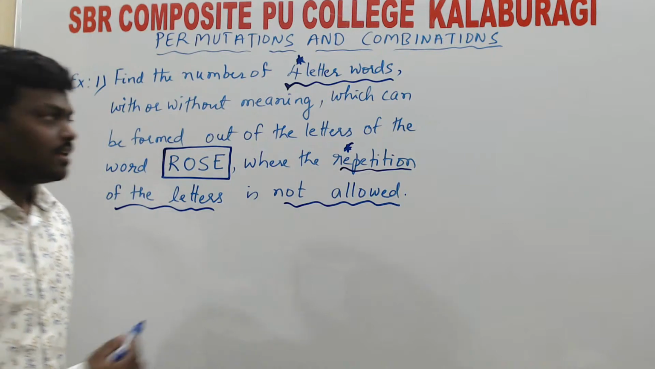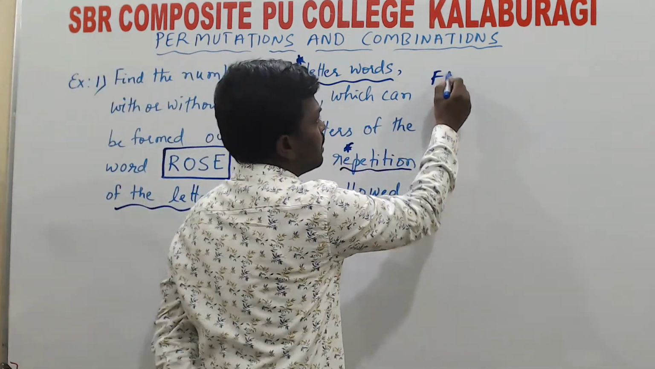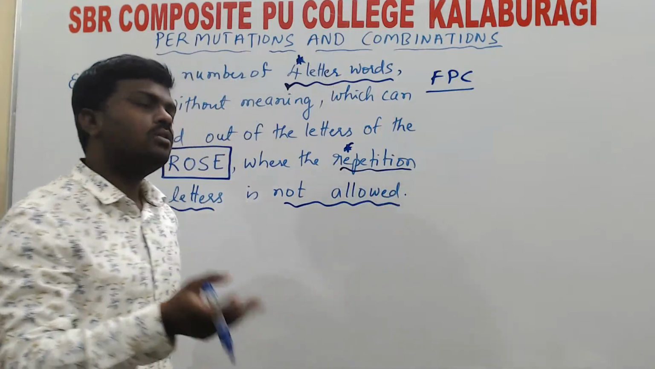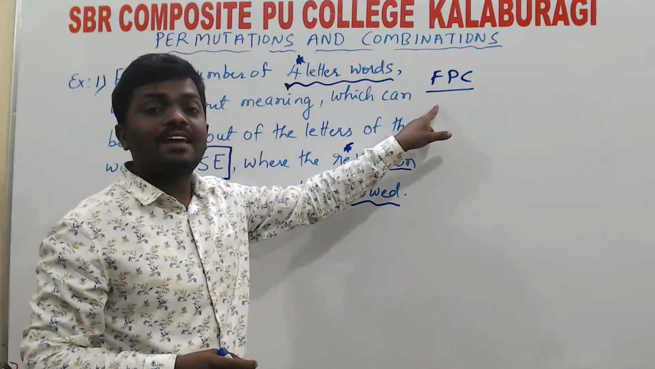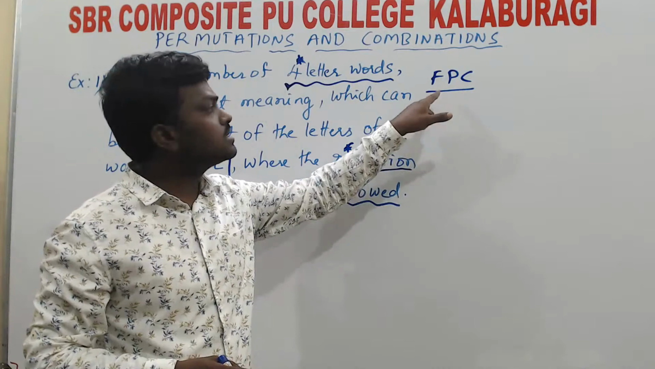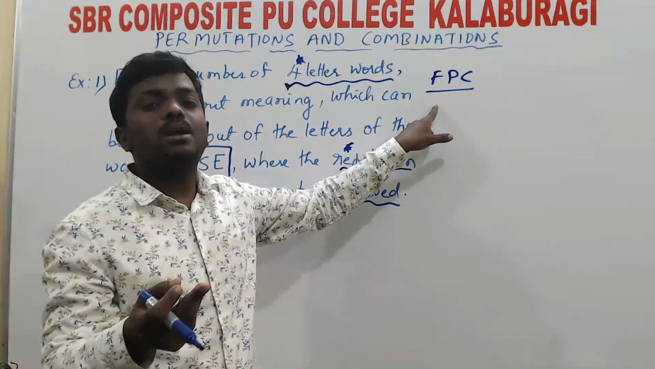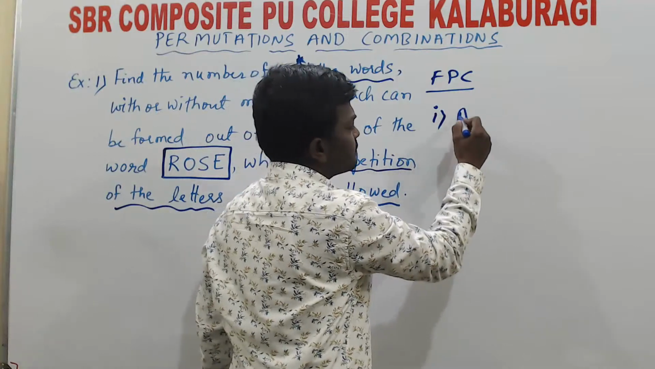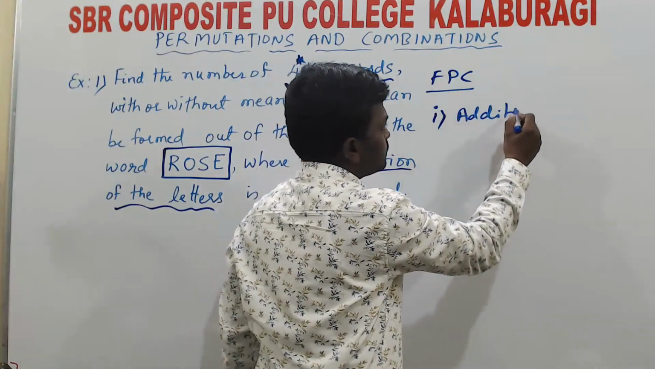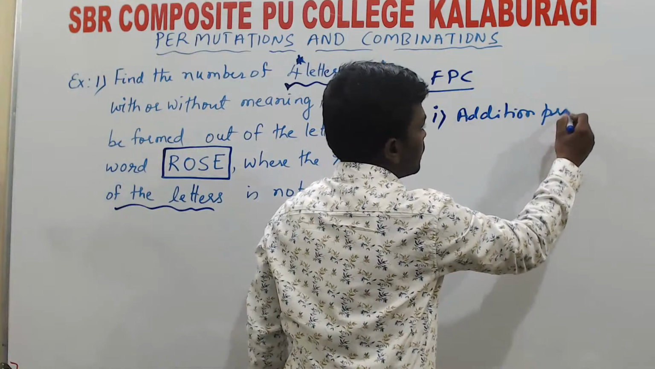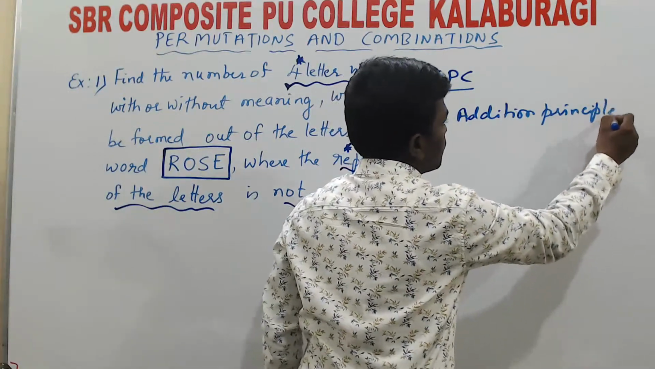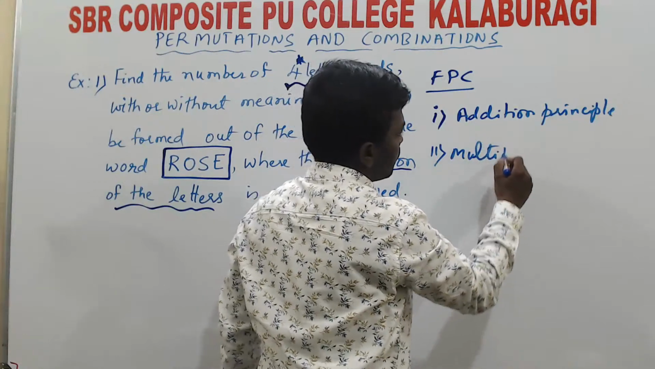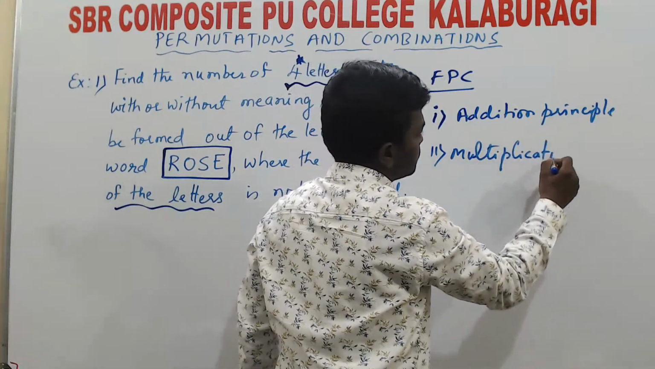Yesterday we have seen two fundamental principles of counting. The fundamental principle of counting can also be abbreviated as FPC. So don't worry students, FPC is nothing but fundamental principle of counting. What was the first one we have seen? Addition principle, right? And the next one was multiplication principle.